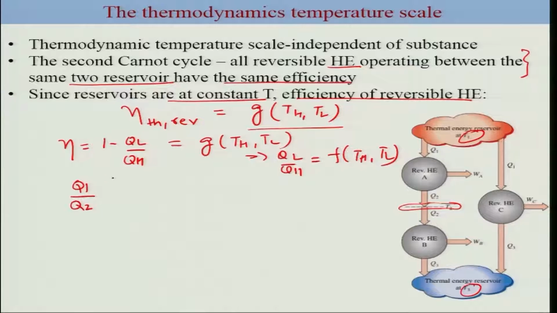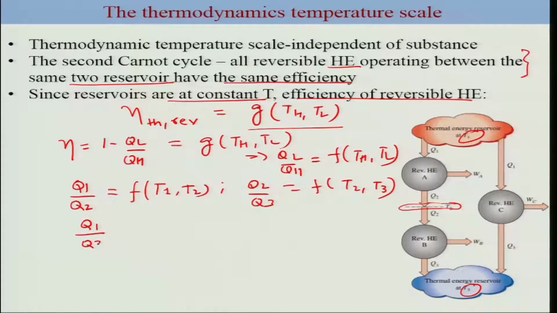and I'm going to write Q1 by Q2, as a ratio of 1 and 2, as a function of the corresponding temperatures T1 and T2. I can also write Q2 by Q3 for the case of the second reversible heat engine as a function of T2 and T3. And for the case of the third, or C, reversible heat engine, it can be written as Q1 by Q3 as a function of T1 and T3. Reversible heat engine C is basically the equivalent of these two intermediate reversible heat engines.